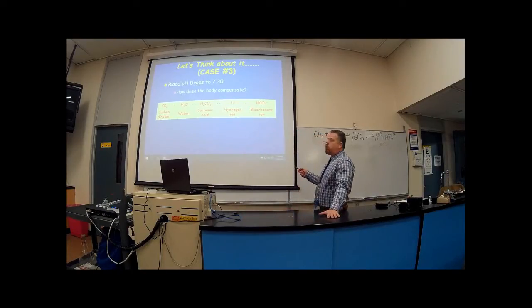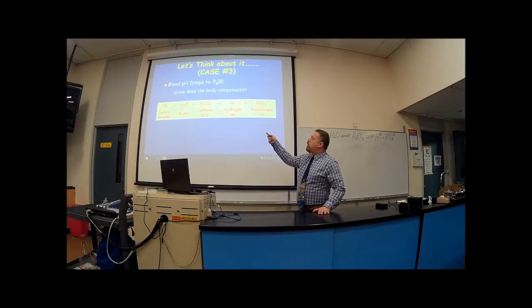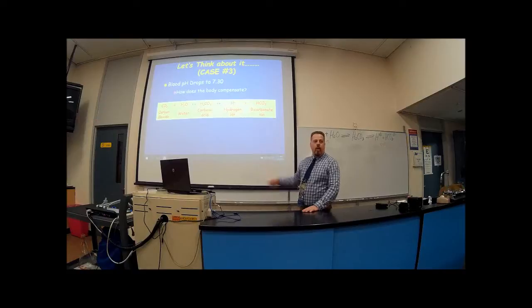If your pH goes down, so in other words, these are increased. If you increase this, which means your pH is down, which means your pH is less than 7.35, then there's an increase to this. So which way does the reaction want to go? That way or this way? It goes this way.